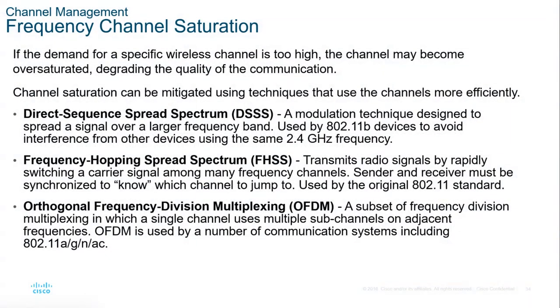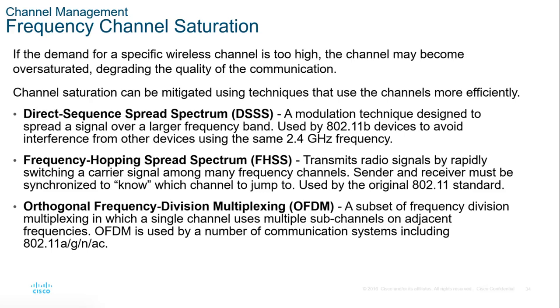Channel management. If the demand for a specific wireless channel is too high, then the channel may become oversaturated, degrading the quality of the communication. Most of the time, if there are too many users on the access point, of course the performance is worse. So channel saturation can be mitigated using techniques that use the channel more efficiently.